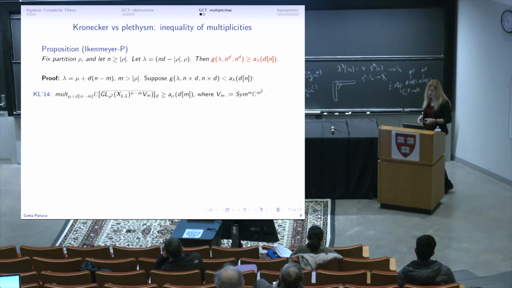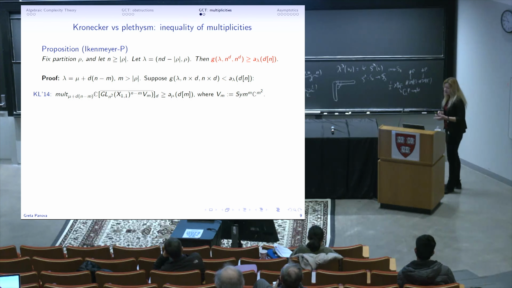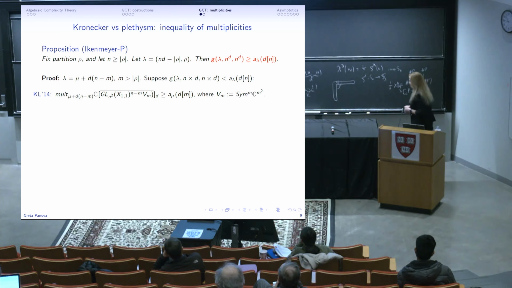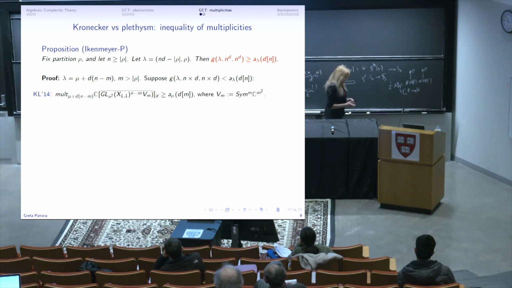So let's suppose that the Kronecker coefficient is smaller than the plethysm coefficient. So we argue by contradiction and take a smaller partition mu. So mu would be something like this over here, and this part would be kind of long, but still m should be big enough.